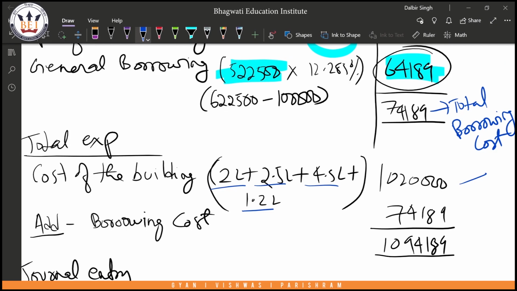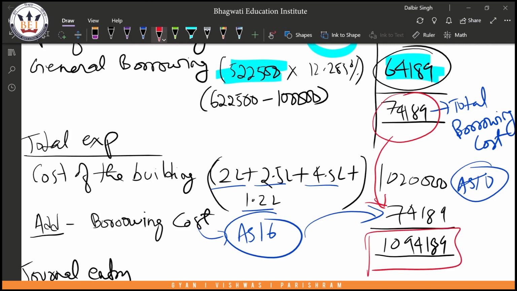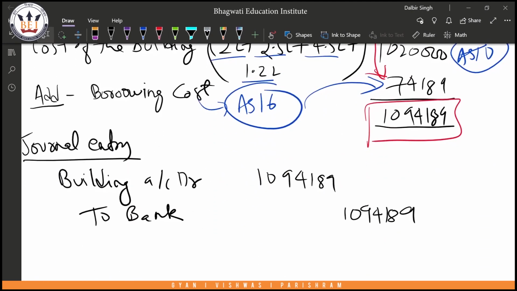Now this is as per AS 10. When we come to AS 16, we are going to capitalize the total interest which we found, which is here. This is the total amount which we are going to capitalize, which is 74,189. Therefore, your total cost of building is going to be 10,94,189. They've also asked you to pass a journal entry. So building account debit to bank 10,94,189.